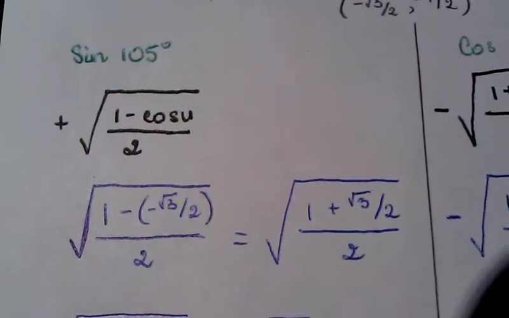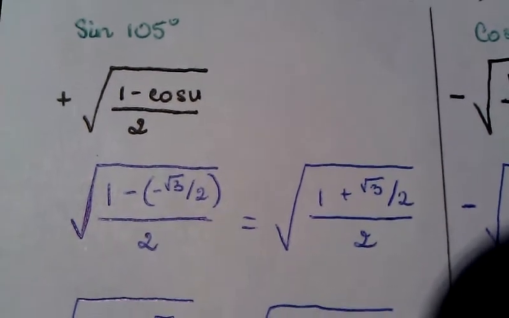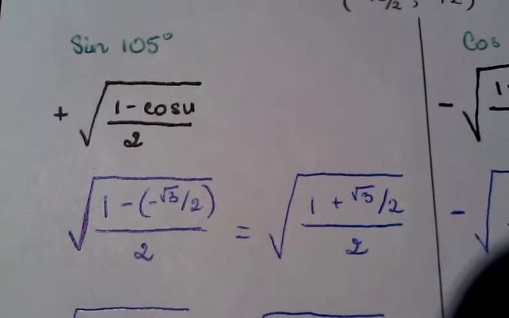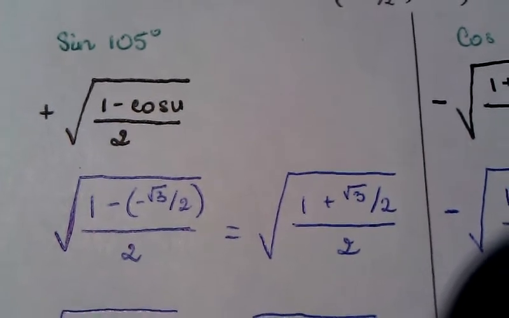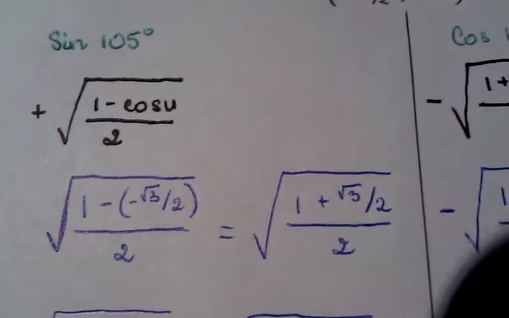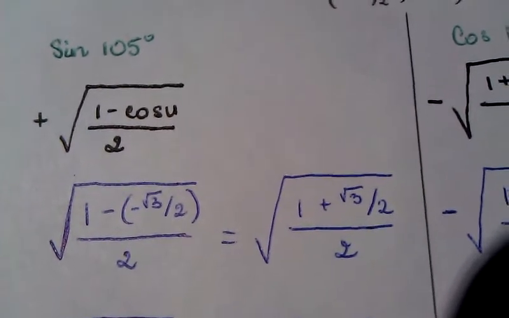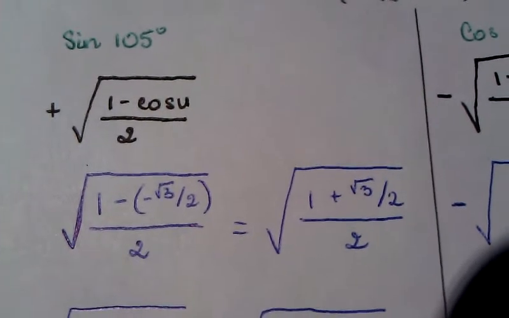To find sine 105 degrees, we use the half angle formula, which is positive and negative radical of 1 minus cosine u over 2. You see that I did not write down the negative sign because in quadrant 2, sine is only positive.